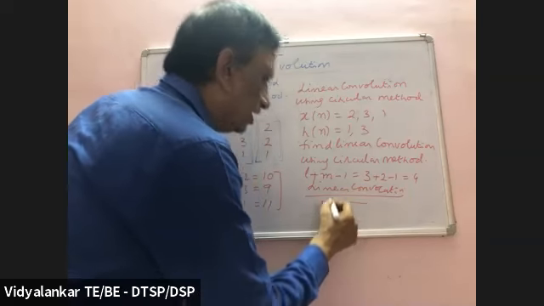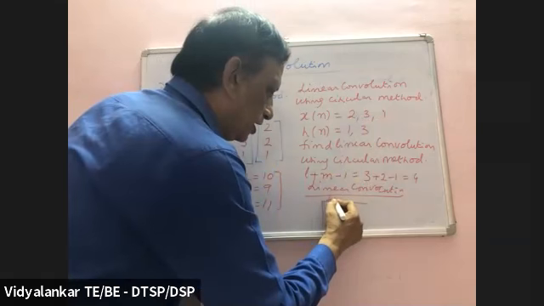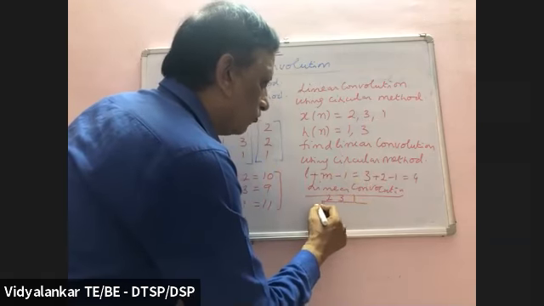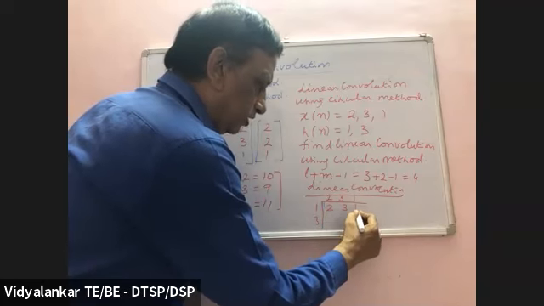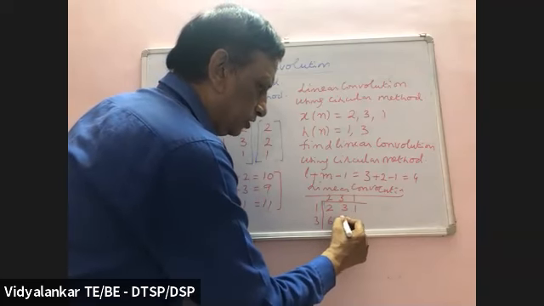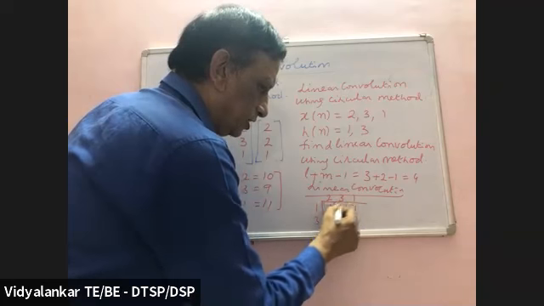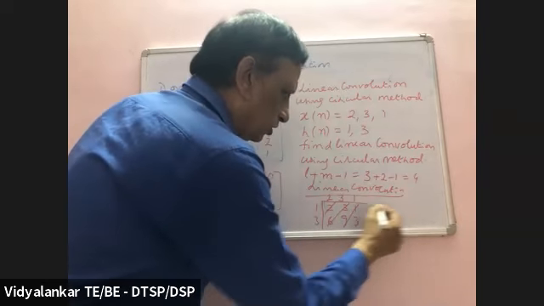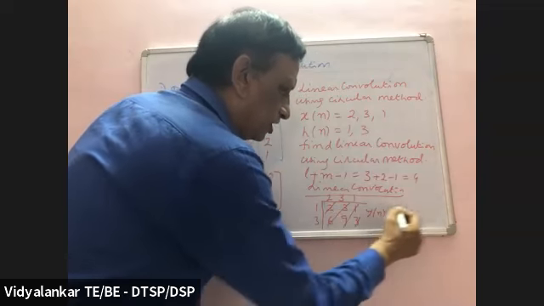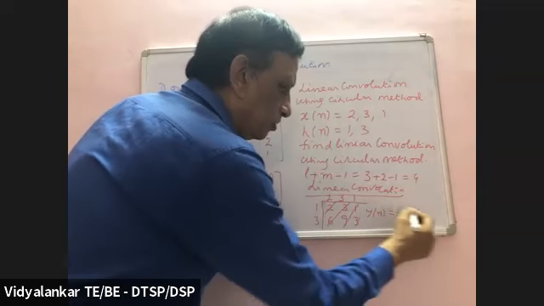What outputs am I getting? 2, 3, 1 I am taking here, and 1, 3 I am taking. 1 into 2, 1 into 3, 1 into 1. 3 into 2 is 6, 3 into 3 is 9, 3 into 1 is 3. Then if I add these, the 4 outputs are 2, 3 plus 6 is 9, 9 plus 1 is 10, and 3.